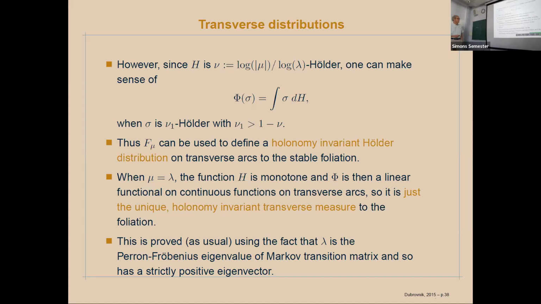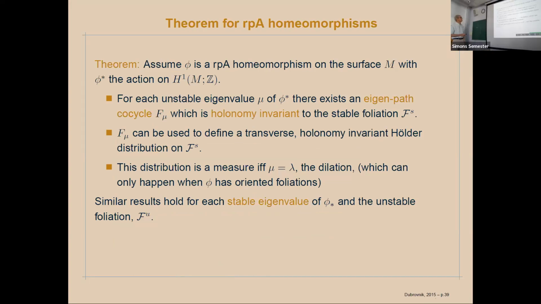And in the special case where mu equals lambda, then H is actually monotone and phi is a linear functional on continuous functions. So it's just our favorite measure. If you run through this whole object and you consider this eigenvalue, then what you get is the holonomy invariant measure. All right. So again, this is usually done using the Markov partition. This is what it buys you.